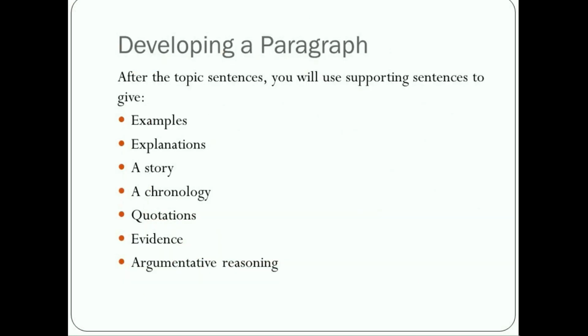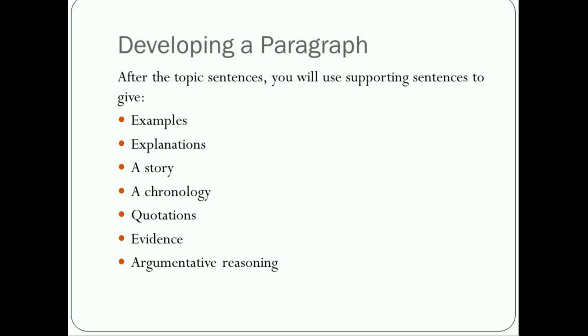When we develop a paragraph, we first state the topic sentence and then include supporting sentences. We've been looking at some examples so far, but let's talk about it a little more. We could include some examples that illustrate our point. We could give further explanation. We may tell a story or give a chronology. Chronology, by the way, means facts in order of when they happened according to time. We may include some quotations or evidence or argumentative reasoning.